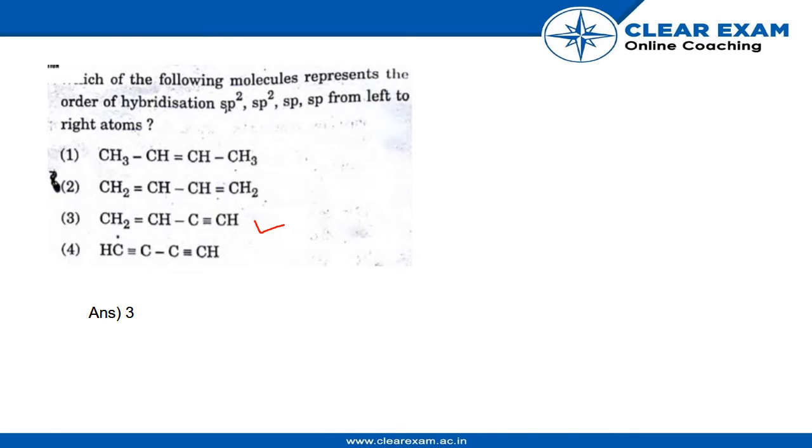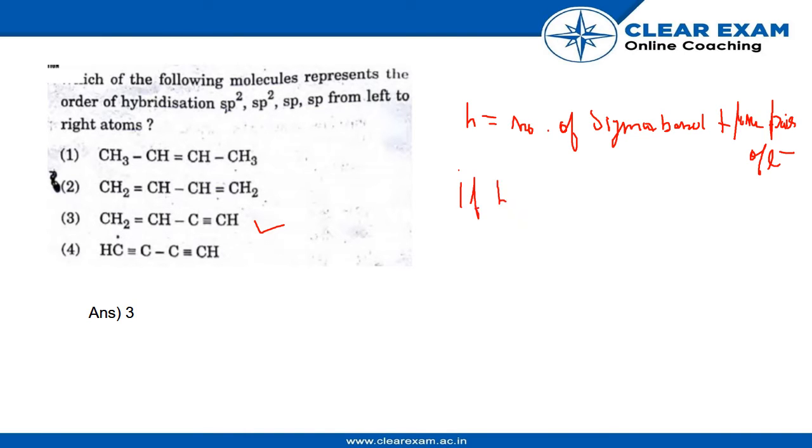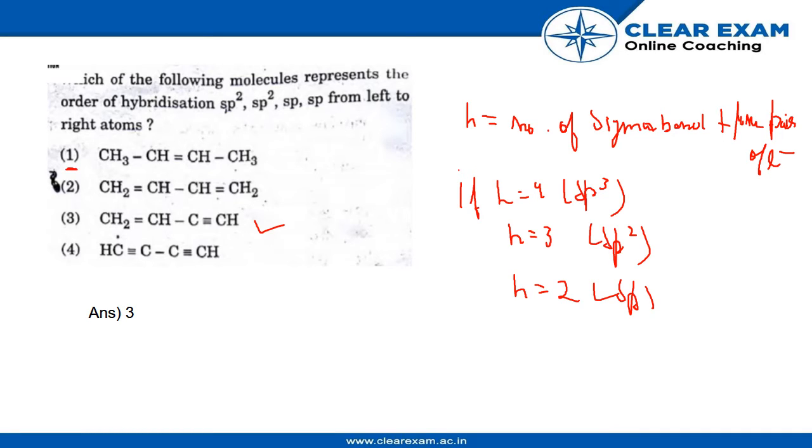because, first of all, as we know, to find hybridization there is an easy way to find it, that is H is equal to number of sigma bonds plus lone pair of electrons. Now if H would be equal to 4, the hybridization would be sp3, and if it would be equal to 3, hybridization would be sp2, and if it would be equal to 2, then hybridization is sp.